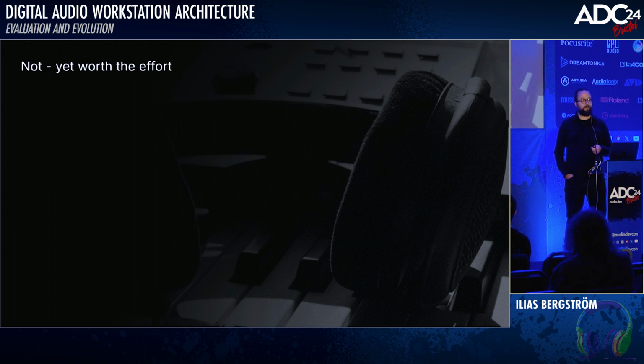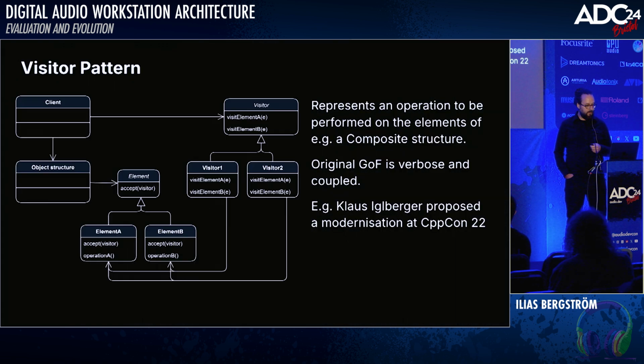In Two, the visitor pattern is used to iterate over the composite structure of the model. The visitor pattern, again, is from the Gang of Four. If you have a composite structure or any other data structure, but it's very often used with composite, you can use a visitor to traverse it. It represents an operation to be performed on the elements of, for example, a composite structure. But you can then separate the operation from the model itself.